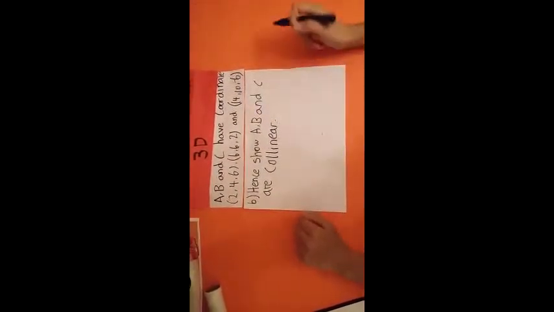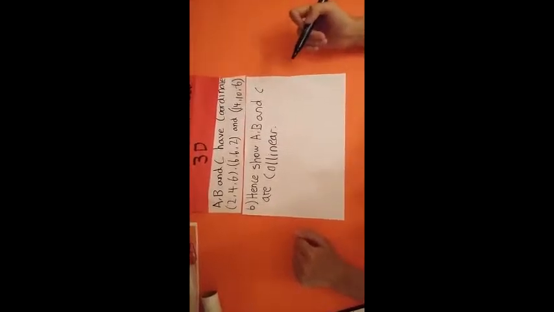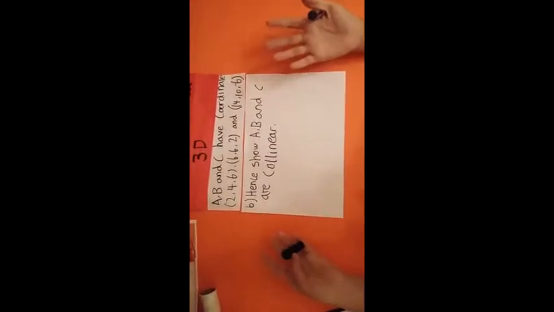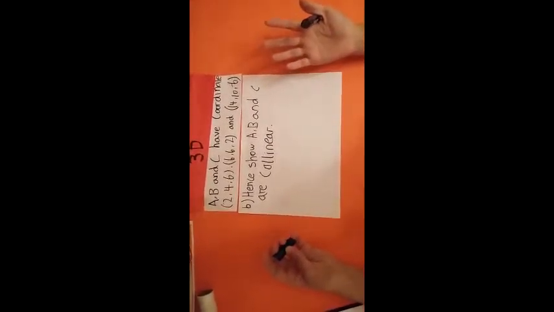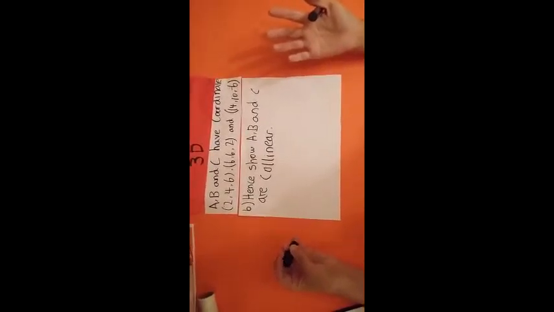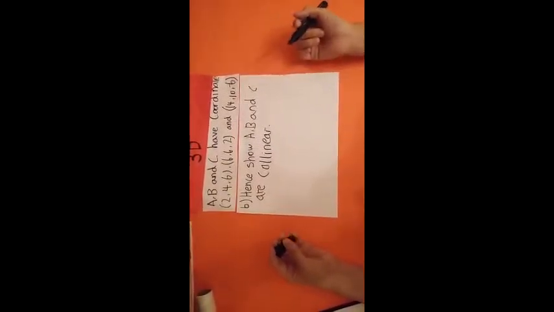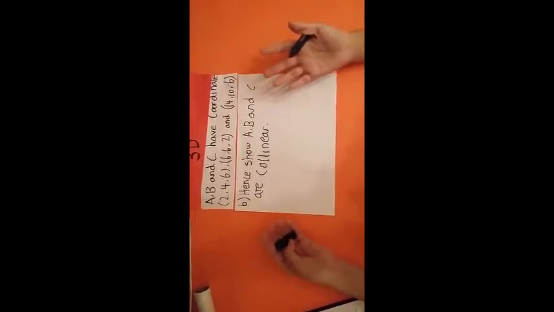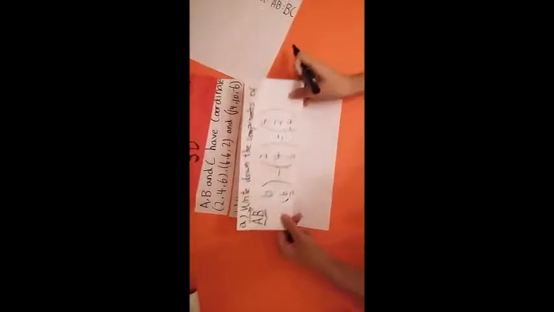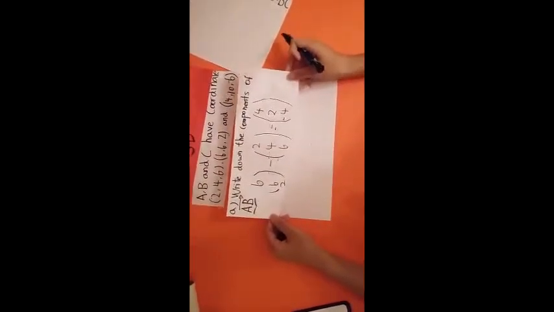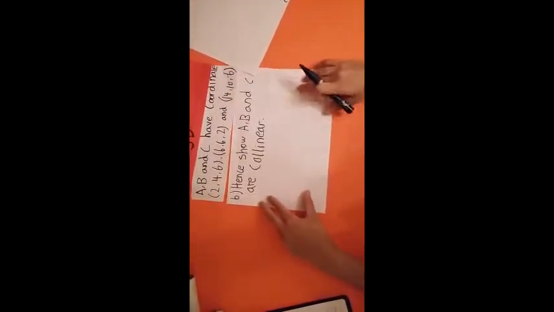And for the second question, it asks us to show that A, B, and C are collinear. And what do we mean by collinear? Collinear means the vectors have a common point and also a common multiple. So to prove that A, B, and C are collinear, on the previous question we found the component of AB. So now we need to find the component of BC.